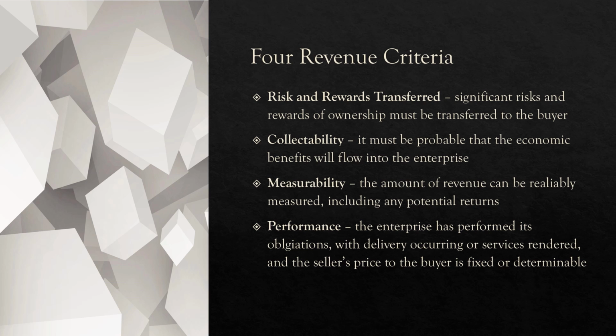We must consider the four revenue criteria. Risk and rewards transferred: significant risk and rewards of ownership must be transferred to the buyer. Collectibility: it must be probable that the economic benefits will flow to the enterprise. Measurability: the amount of revenue can be reliably measured, including any potential returns. And lastly, performance: the enterprise has performed its obligations, with delivery occurring or services rendered, and the seller's price to the buyer is fixed or determinable.